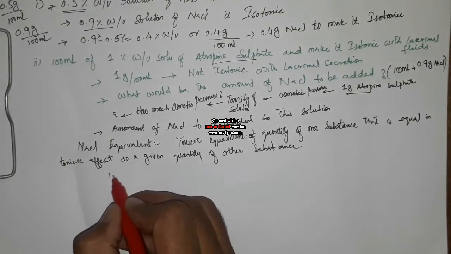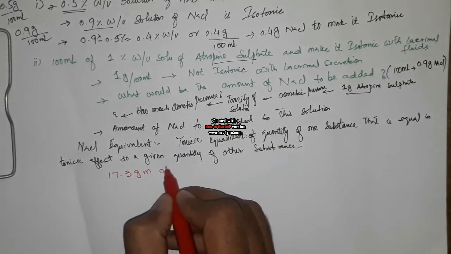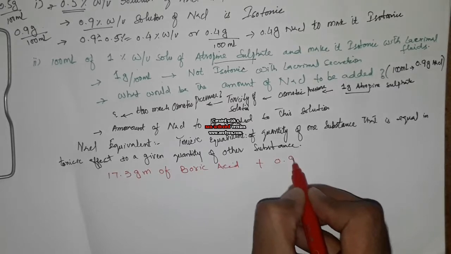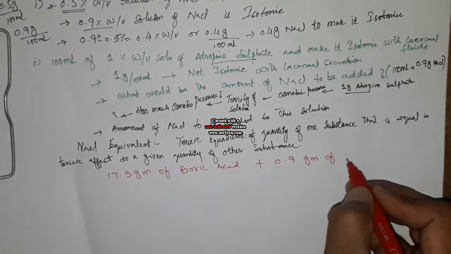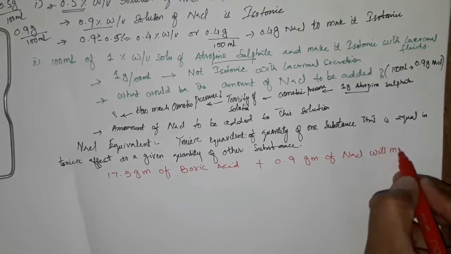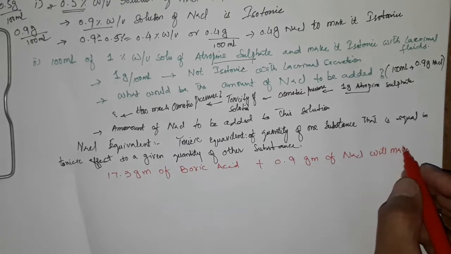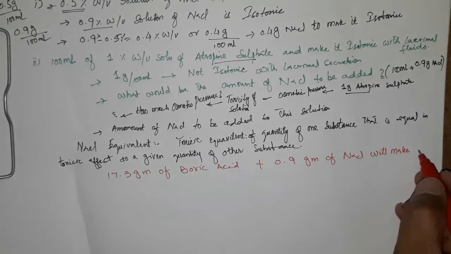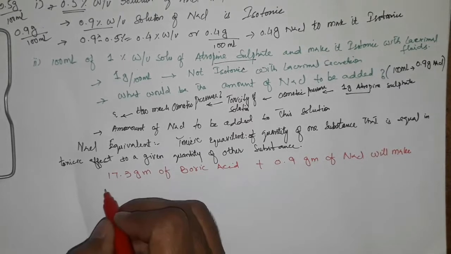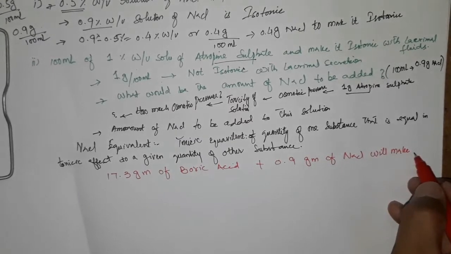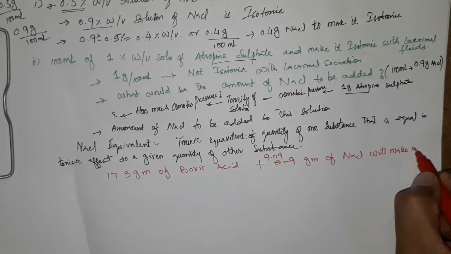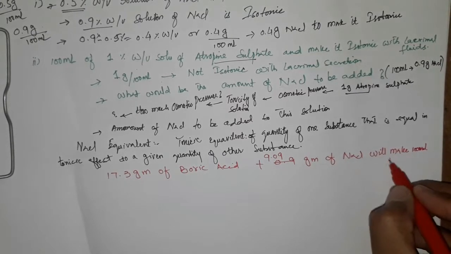For example, we know that 17.3 gram of boric acid and 0.9 gram of sodium chloride will make 100 ml solution isotonic, and 9.09 gram of sodium chloride will make 1000 ml solution isotonic.